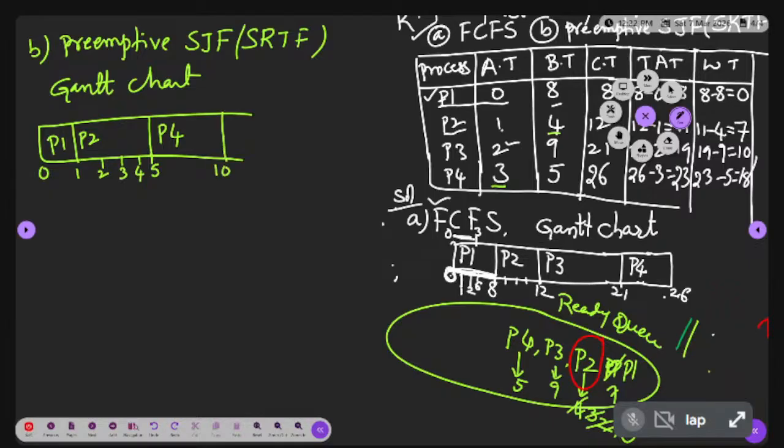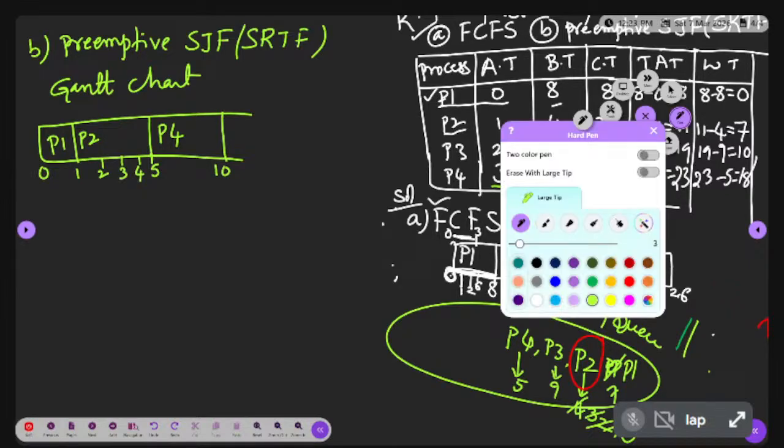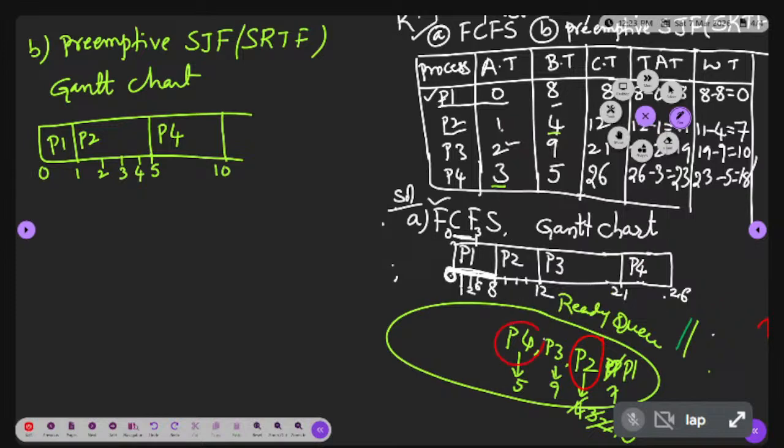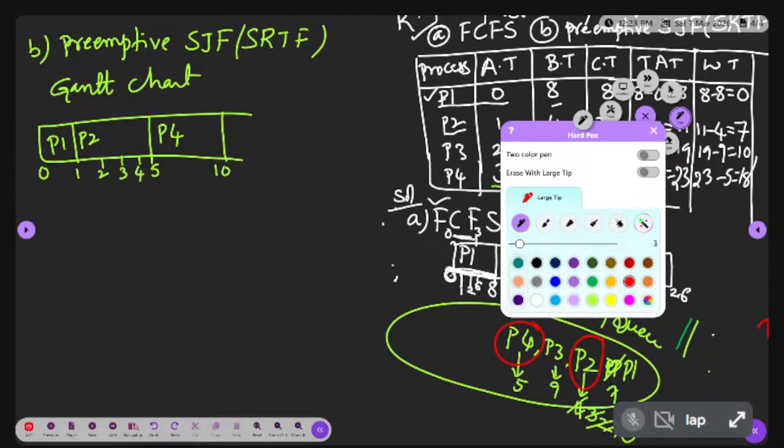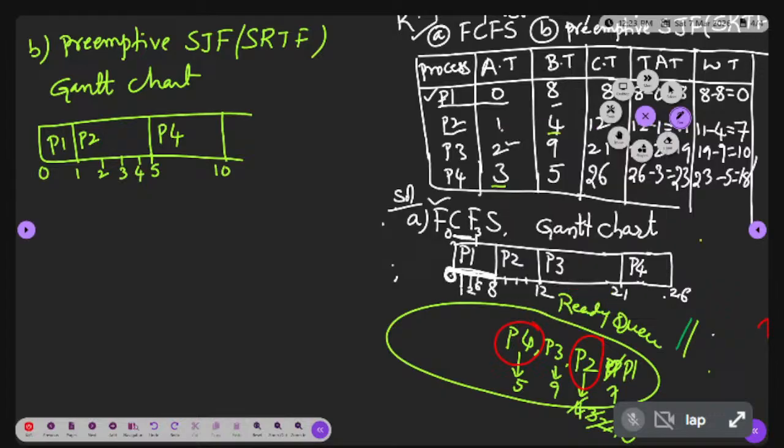5 to 6, 6, 7, 8, 9, 10. Then P4 also completed. Now in the race, P3 and P1 only are fighting. But we need to allow whichever has the shortest burst time. 7 and 9: 7 is definitely shortest. Then P1 for 7 seconds. After this P1 also completed successfully.